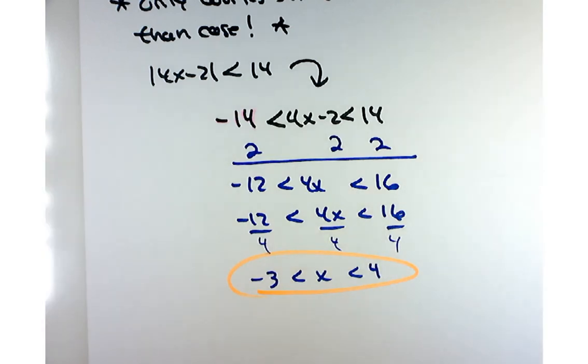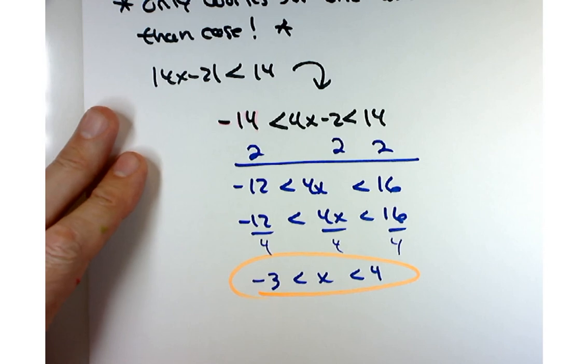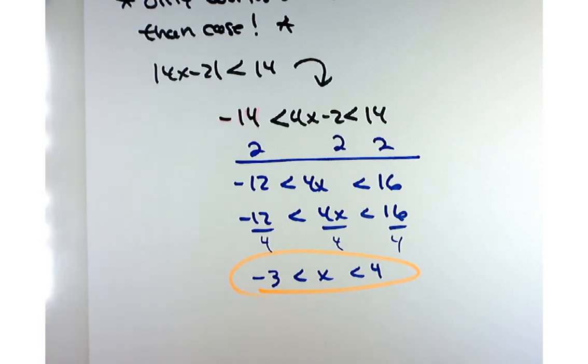So if you like this better, great. If you like the other method better, that's fine. The other method, at least you're doing the same thing again and again with all your different problems with your absolute value equations and inequalities.